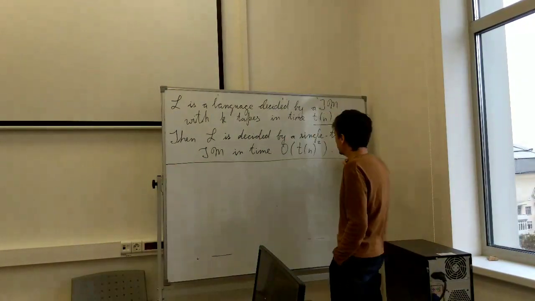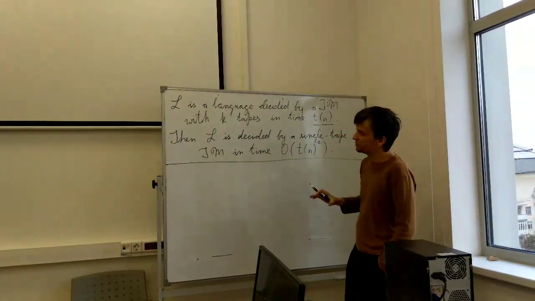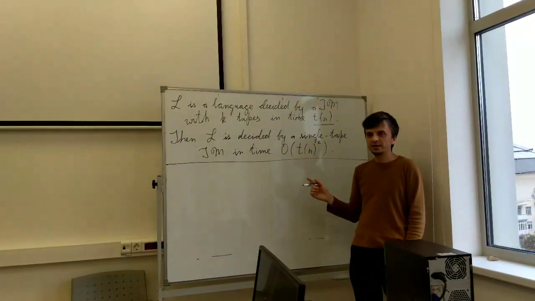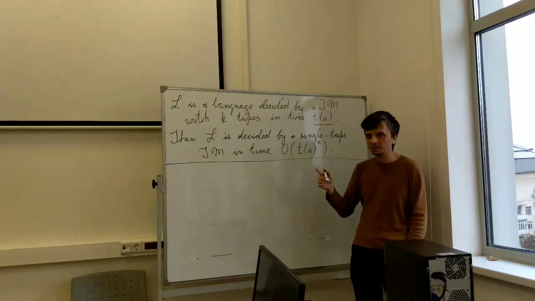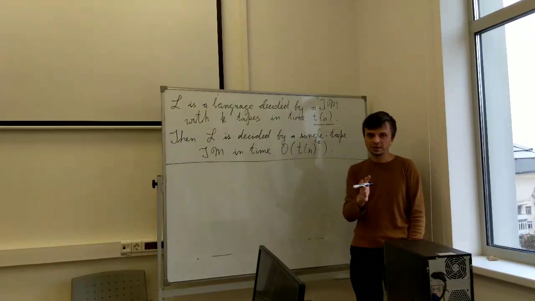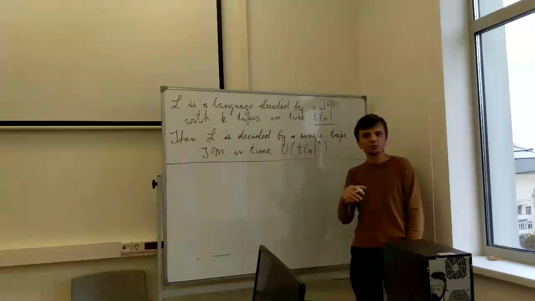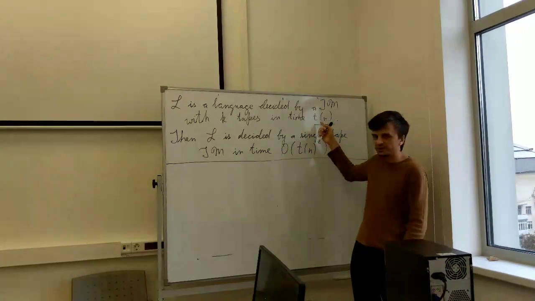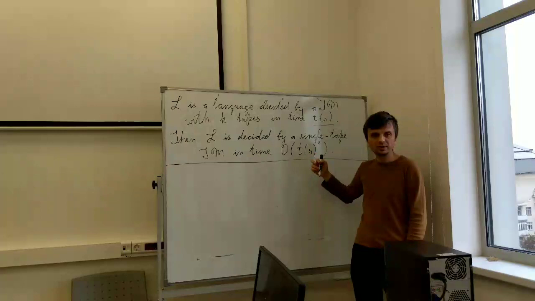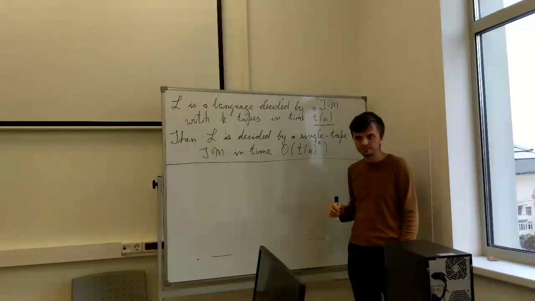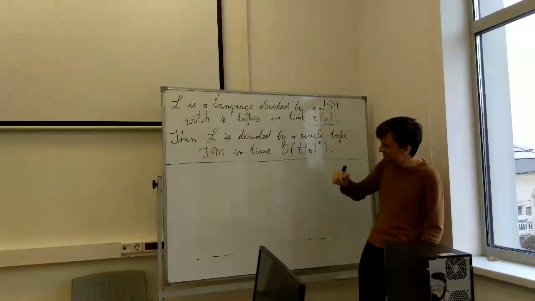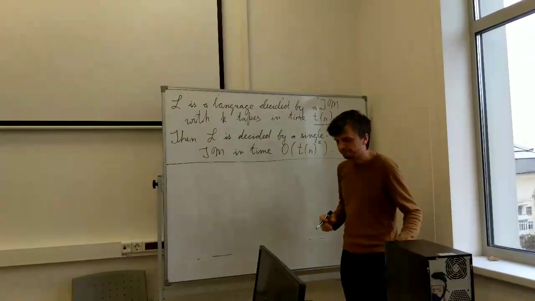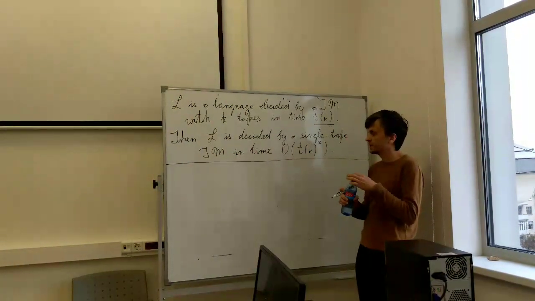So the point is that if you have a multi-tape machine that decides a language, then you can build a single tape machine that decides exactly the same language, but maybe in longer time, but not too much longer. If this needs t of n steps, then this one will need t of n squared steps. It's O of (t of n) squared, not t of n squared.